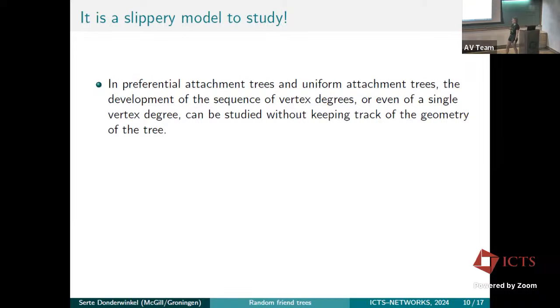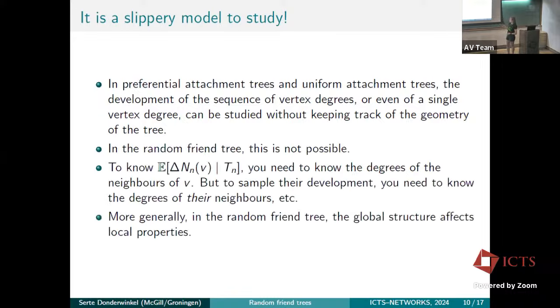Before we dive into the proofs, it's been very slippery to get any results about this model, and the main reason is that nothing is local. In the preferential attachment graph, for instance, you can study the evolution of a degree on its own. If it has degree d now, the probability that it increases at the next step is proportional to d, and you don't need to know anything else about the tree. Whereas in this tree, if you want to know whether my degree is going to decrease, I need to know whether my neighbors are going to send me something. To know that, I need to know their degree. But if I want to know whether my neighbors are going to send me something in the next step, I need to know whether their degree grows. So things move from local to global very quickly if you start to track it. That makes it really tough to squeeze out results.